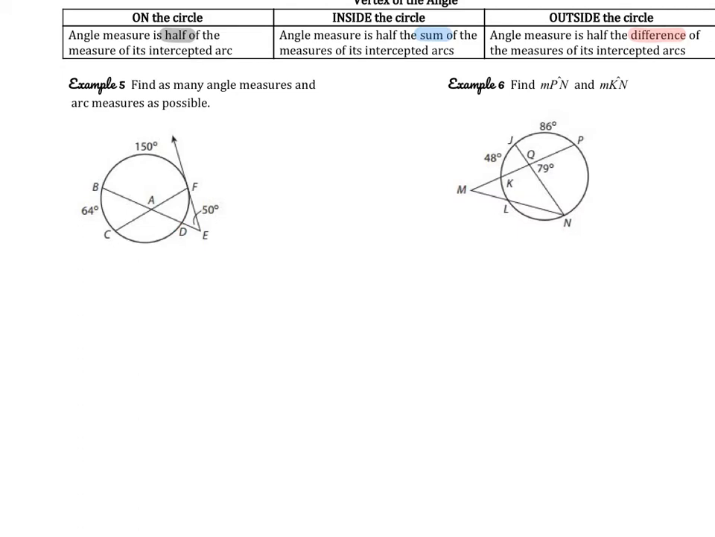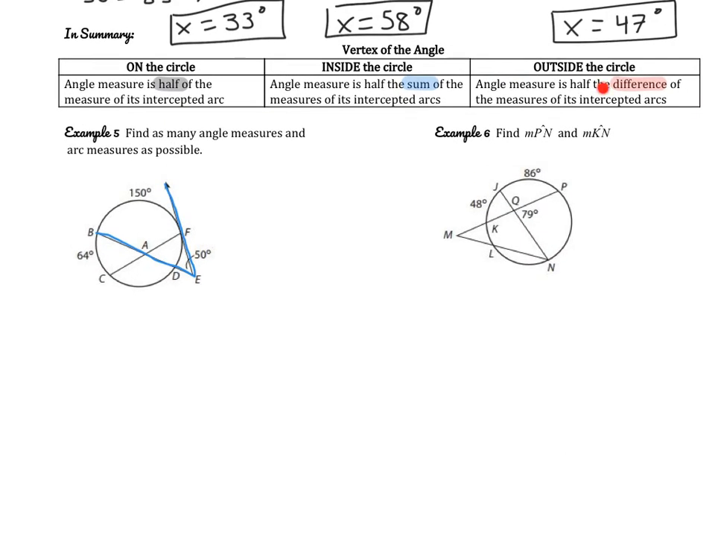So let's start by working with this secant and tangent that are intersecting outside the circle. Since they're intersecting outside the circle, remember the angle formed should be half the difference of the two intersected arcs. So this will actually allow us to find the measure of arc FD. We can set up the equation 50, the measure of the angle, equals 1/2 times, again, the difference, so 150 minus the measure of arc FD.